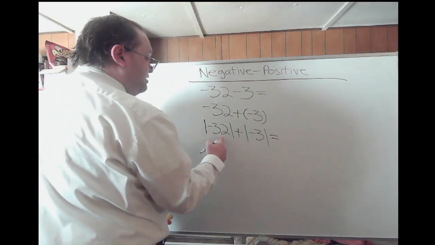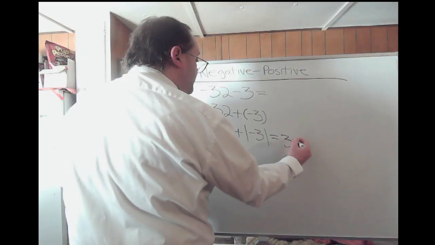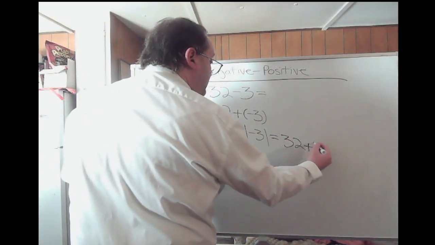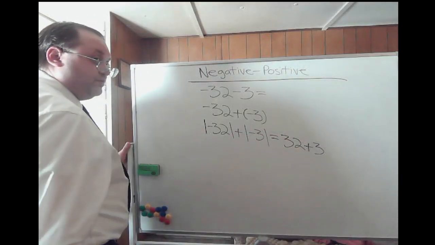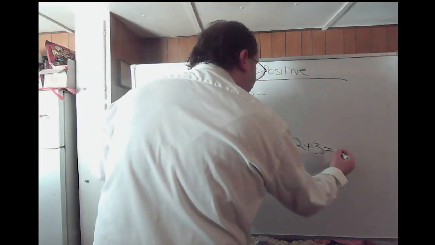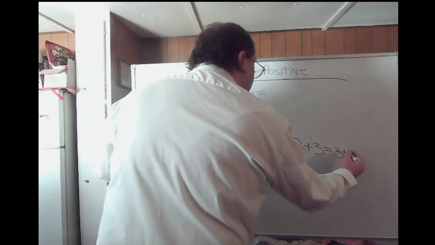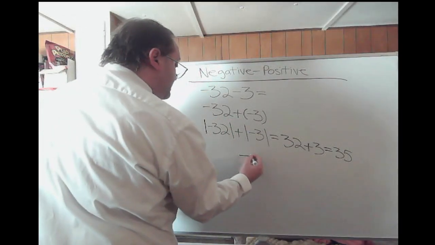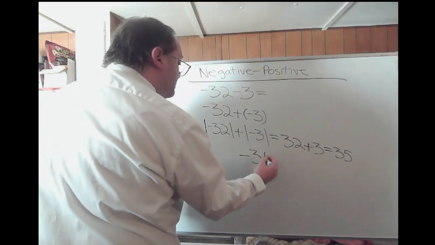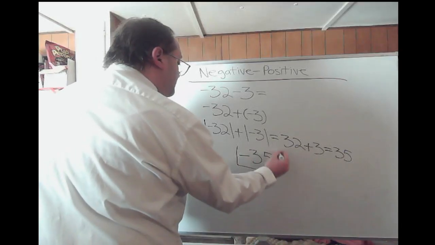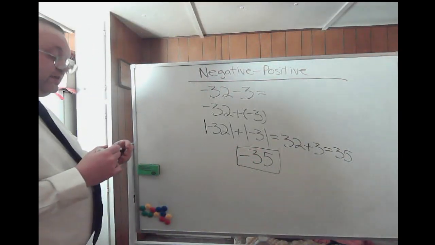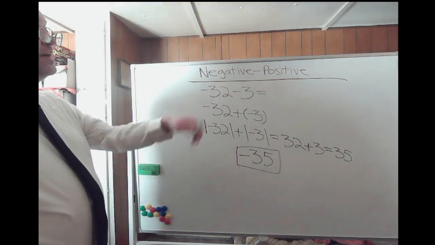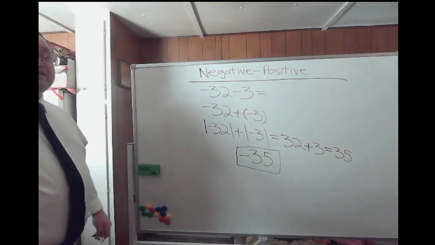So the absolute value of negative 32 is 32. The absolute value of negative 3 is positive 3. 32 plus 3 equals 35. But since both terms in the original equation are negative, you're just going to slap a negative sign on the front of that result. You'll get your final answer of negative 35. So whenever you have a negative minus a positive, you'll always get a negative result.